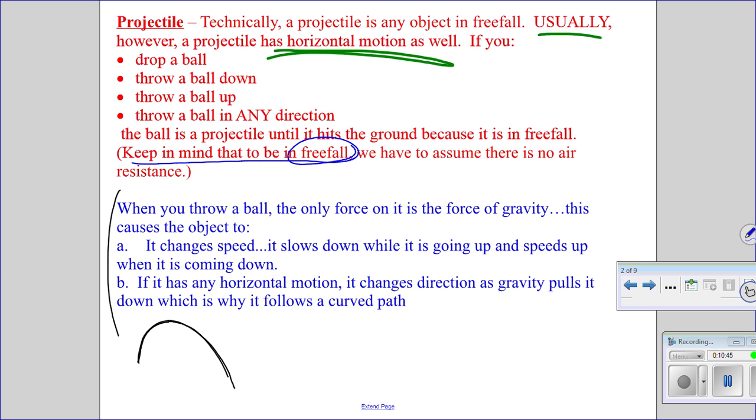projectiles, to be in free fall, we have to assume there's no air resistance. Okay, so yeah, that for sure would be an issue. Yeah, because if there's air resistance, then rule 1 totally falls apart. Okay, and that's a good observation. Right, so everybody got that? We are, as always, going to assume no air resistance, because it's crazy difficult to calculate the air resistance.